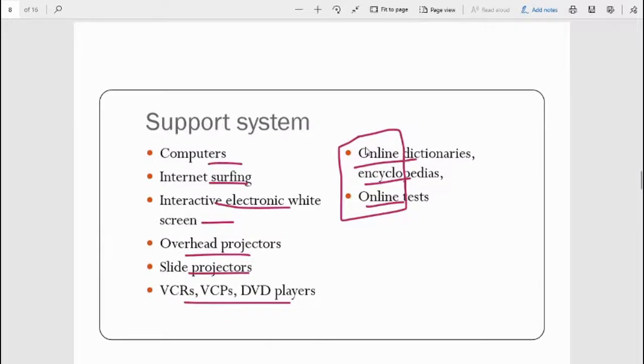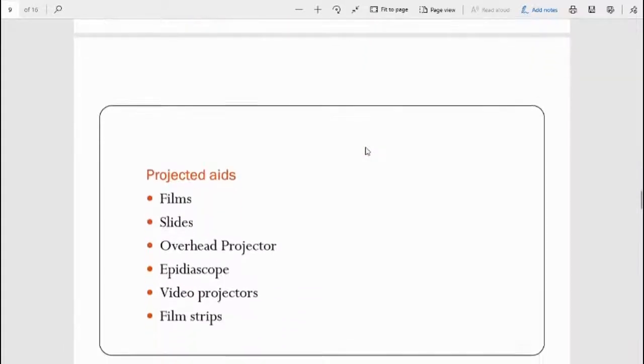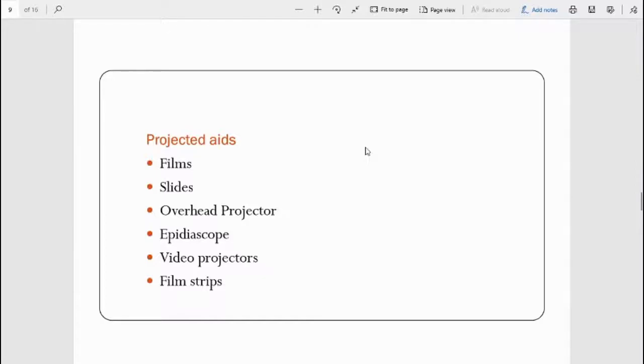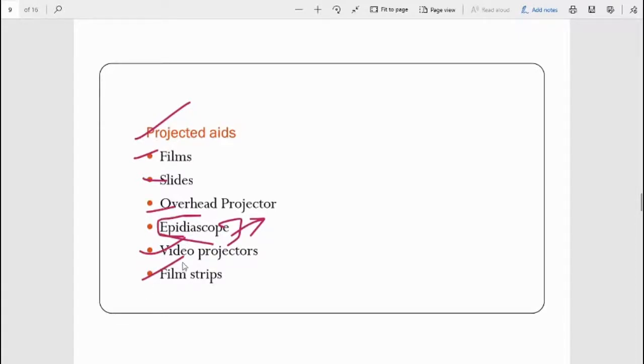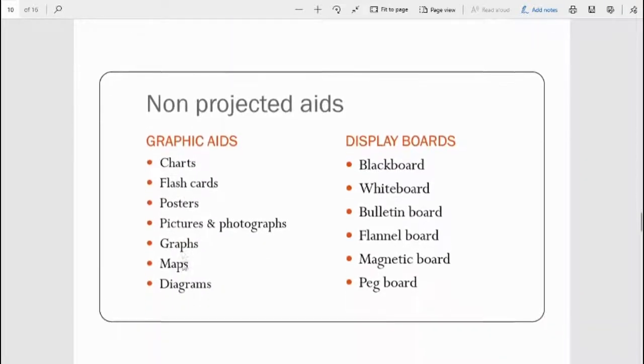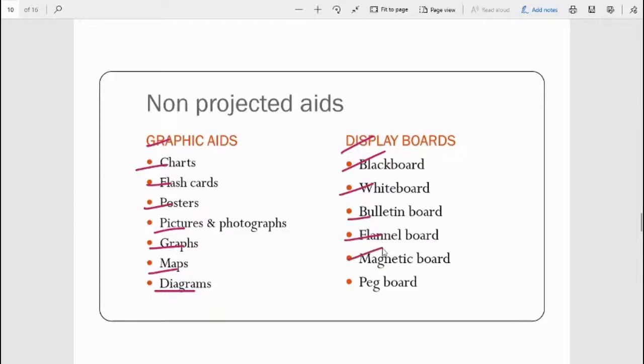Okay, so this chart is here. What comes under projected aid? It is important. MCQs are framed on this. Films, slides, overhead projector, episcope. If you have solved previous year questions, then you will know that these were there in MCQs. Video projectors, film strips. Next is non-projected aid. It has a few divisions. First one is graphic aid. They are charts, flashcards, posters, pictures and photographs, graphs, maps, diagrams. Under display board, we have blackboard, whiteboard, bulletin board, flannel board, magnetic board, pegboard.